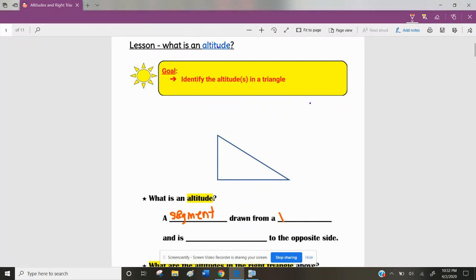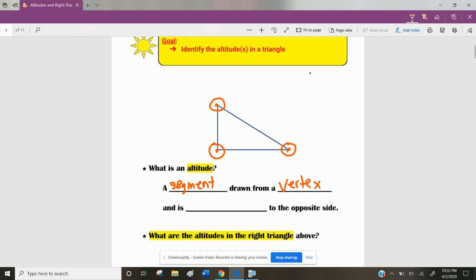drawn from a vertex. So what is a vertex? That is the point where two rays meet, or in this case, where two sides meet. So all these vertices right here are the points of the triangle. The vertex is, or the vertices, the plural.